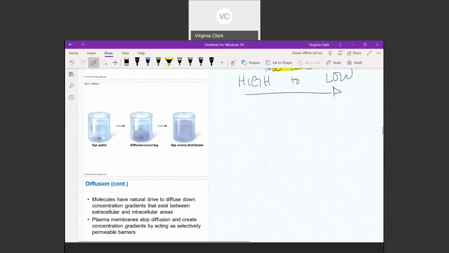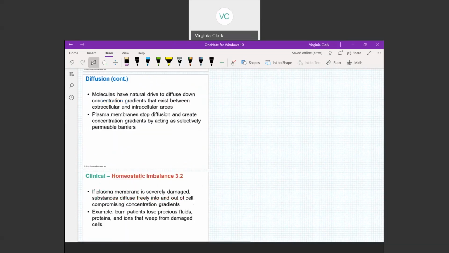So here's an example: you put some dye in, and it will essentially diffuse until the whole thing is distributed. No energy was required. So this naturally happens. Molecules want to move, but the plasma membrane will stop them and create this concentration gradient. So if things are always moving and it's always going from high to low, your plasma membrane is acting as the barrier, and so they're not able to do this. So we have to be able to somehow get it across to be able to move from high to low.